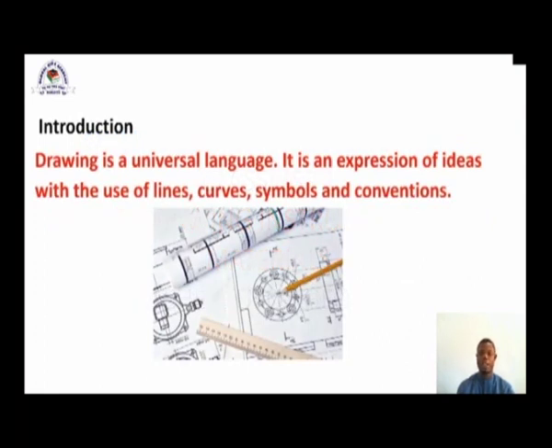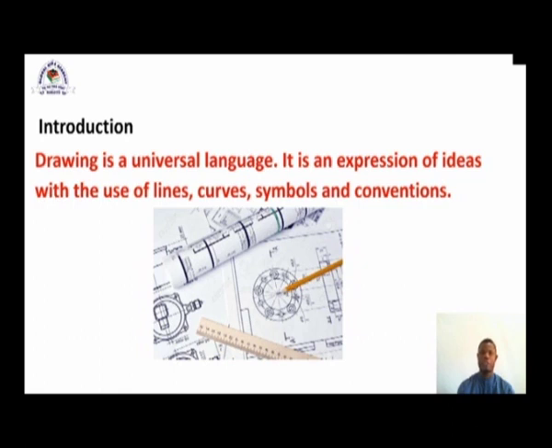Drawing is a universal language. It is an expression of ideas with the use of lines, curves, symbols, and conventions. Since the earliest time, people have used drawing to communicate and record ideas so that information can be transferred and preserved. Drawing has developed along two different paths, with each having different purpose.